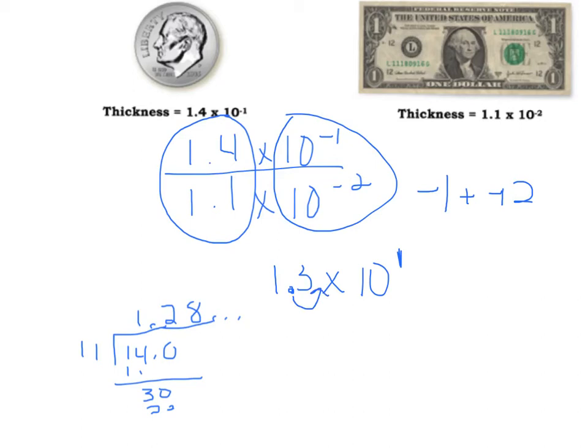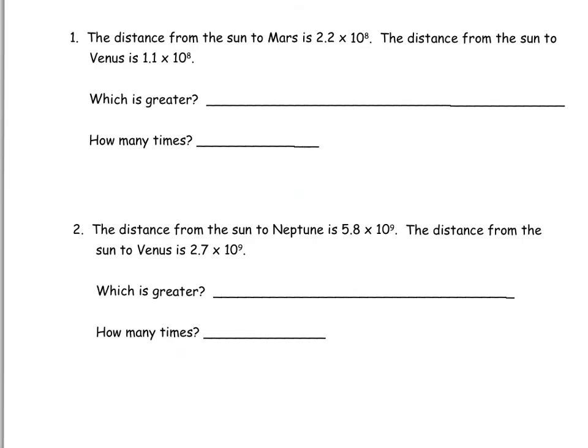So a dime is about, because we rounded, about 13 times greater than the thickness of a dollar bill. So on your assignment today, most of your problems, first ask which one is greater. That forces you to really think which one is going to be at the top, because the greater one goes on the top, and then do the division.